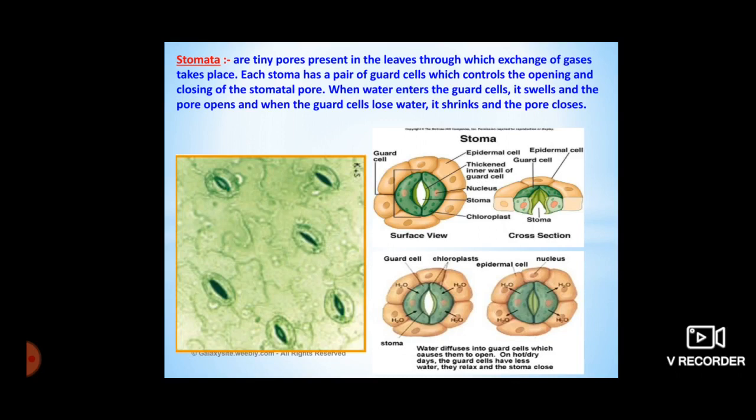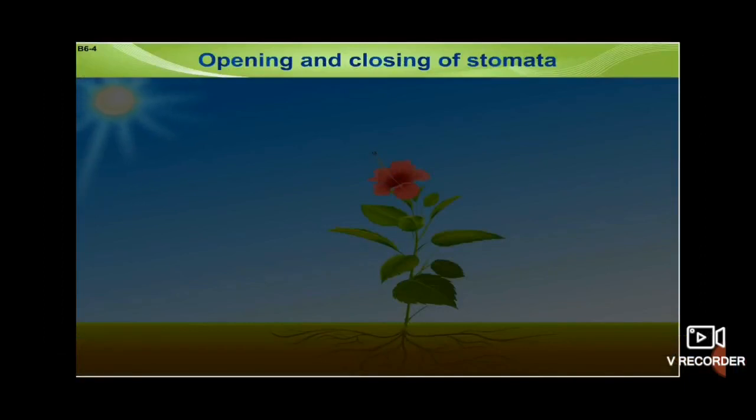So we can say that it is the movement of ions from the region of higher concentration to the lower concentration. This phenomenon is carried out with the help of stomata in plants. Hope you understand, children. Process of stomatal transpiration.